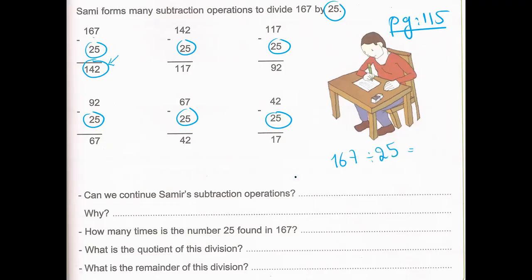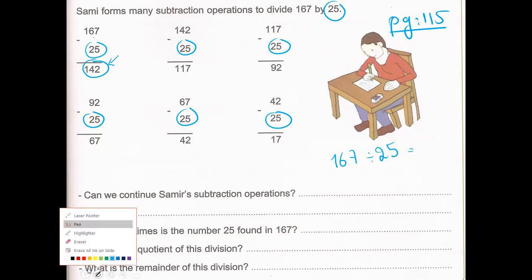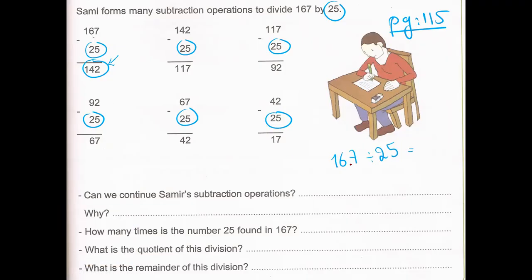Okay, let's revise. What do we call each number here? The number that we are dividing, the biggest number, we call it dividend. So 167 we call it dividend. We are dividing 167 by which number? We are dividing by 25. So 25 we call it divisor. We call it what? Divisor.